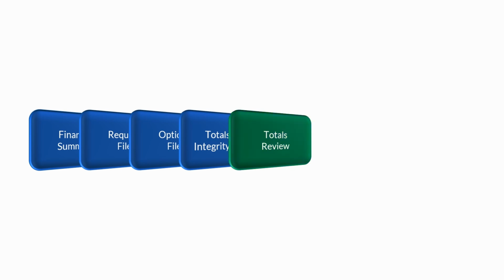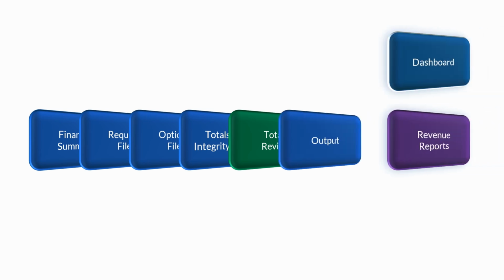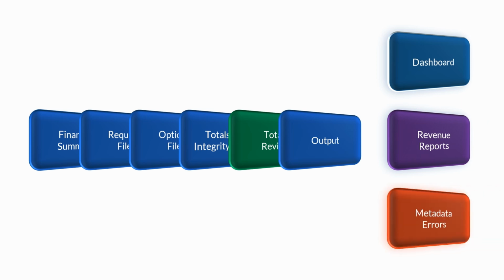Once we're happy with the totals, we trigger the processing of the data into the various outputs, namely the dashboard, download reports for channels, clients, bookkeeping, etc., and errors, which are typically generated when the processor cannot allocate revenue, usually because of a metadata issue, such as a missing or incorrect custom ID, asset label, etc.